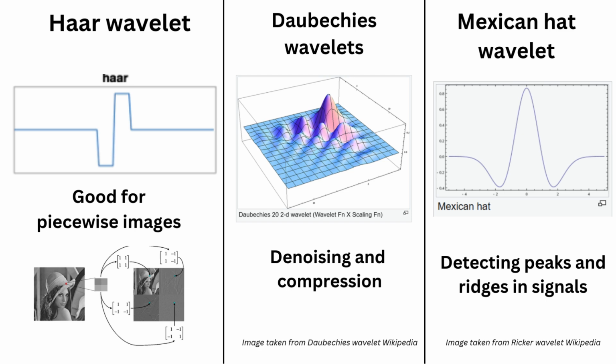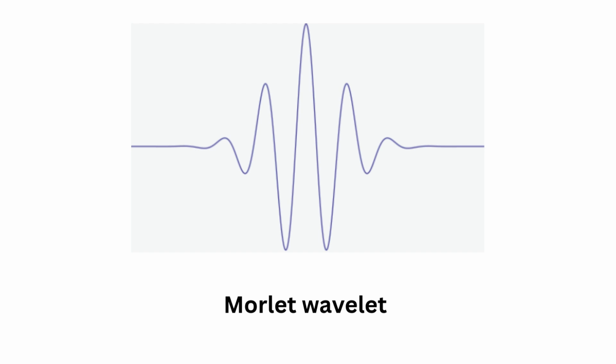The wavelets are a family of wavelets with varying levels of smoothness and compact support, making them versatile for tasks like denoising and compression. There is a silly one called the Mexican hat wavelet that is used for detecting peaks and ridges in signals and images, and there are many more. Now that we have our little wave, what do we do with it?